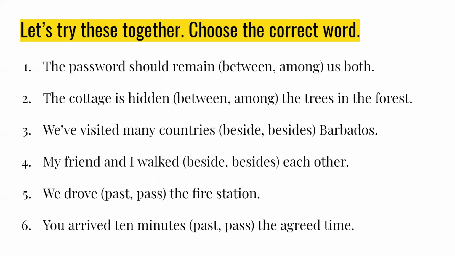We drove, P-A-S-T or P-A-S-S, the fire station. Now, we see a verb there, drove. So since we have that verb, we know that we must use P-A-S-T. You arrived 10 minutes past or pass the agreed time. You arrived 10 minutes, P-A-S-T. P-A-S-S is not being used as a verb here. So the answer is P-A-S-T.